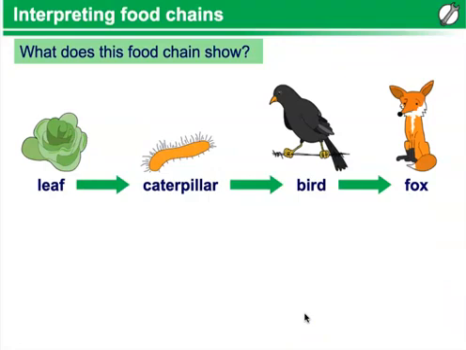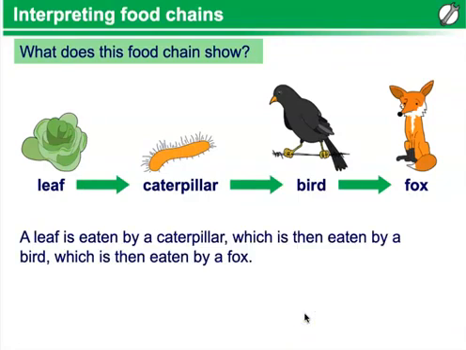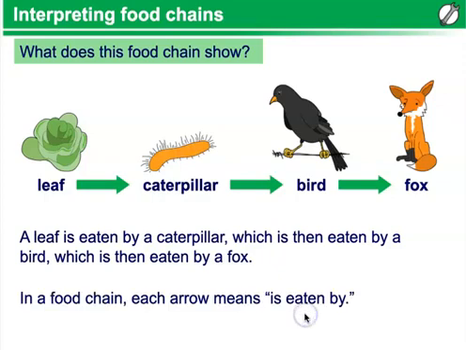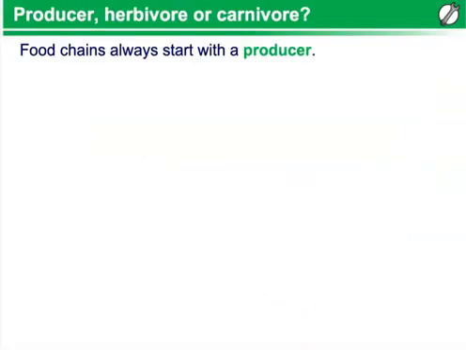So what does a food chain show? A leaf is eaten by a caterpillar, which is then eaten by a bird, and then that bird could even be eaten by the fox. In a food chain, each arrow means is eaten by, or the energy flows to. Producers, herbivores, or carnivores. Food chains always start with a producer.